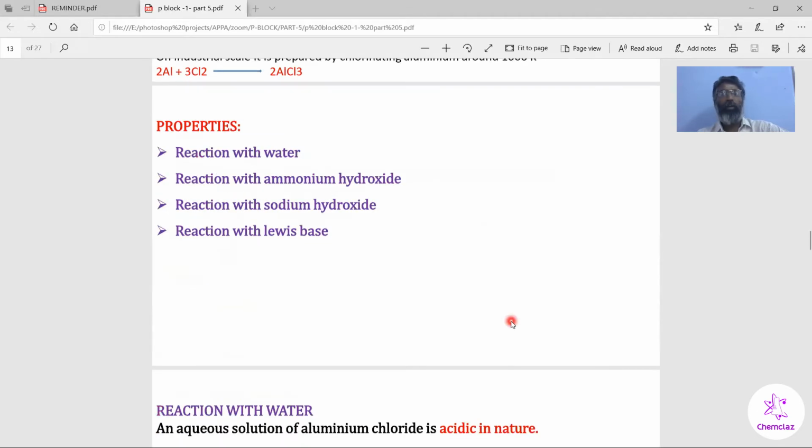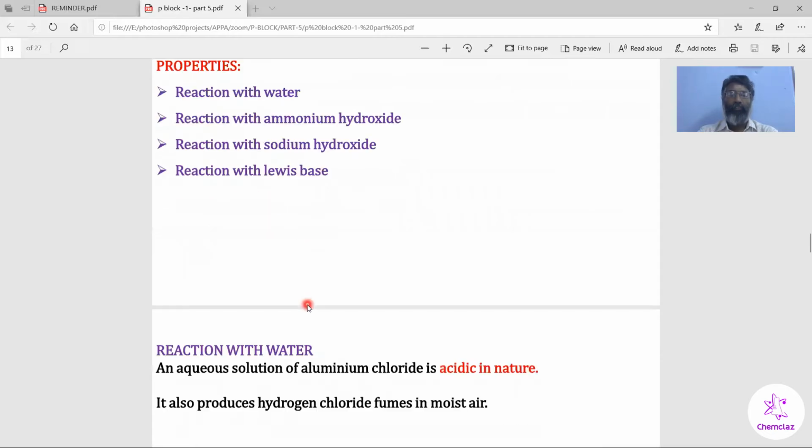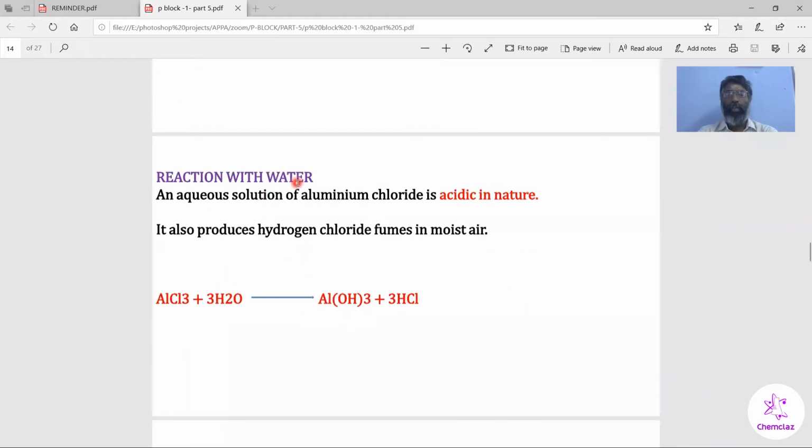The next one is properties of aluminum chloride. Aluminum chloride reacts with water, the weak base ammonium hydroxide, and a strong base, sodium hydroxide. Then aluminum chloride is a Lewis acid, which can combine with a Lewis base. The first one is reaction with water. Aluminum chloride dissolves in water, which gives acidic nature.